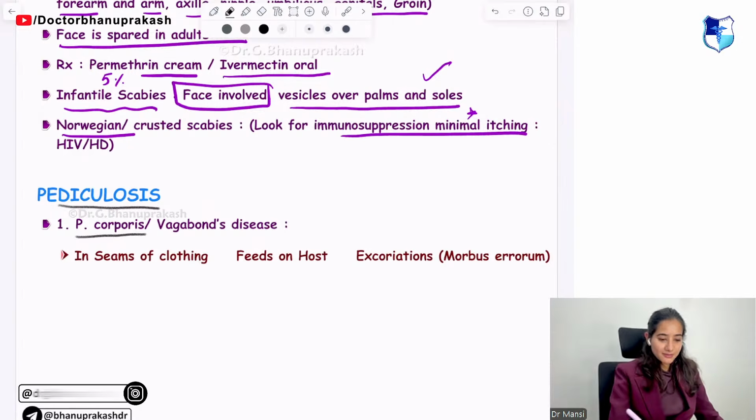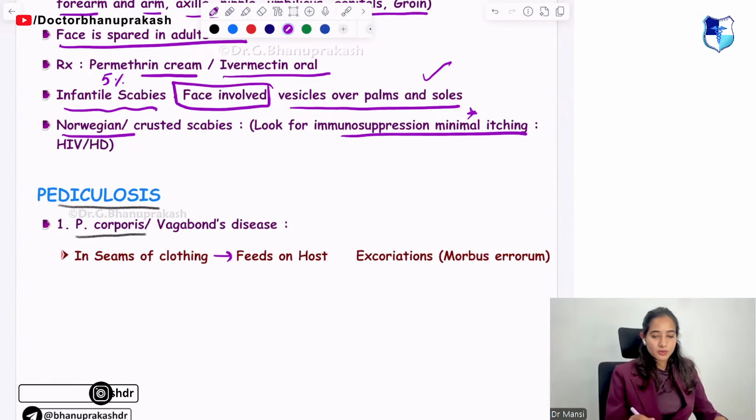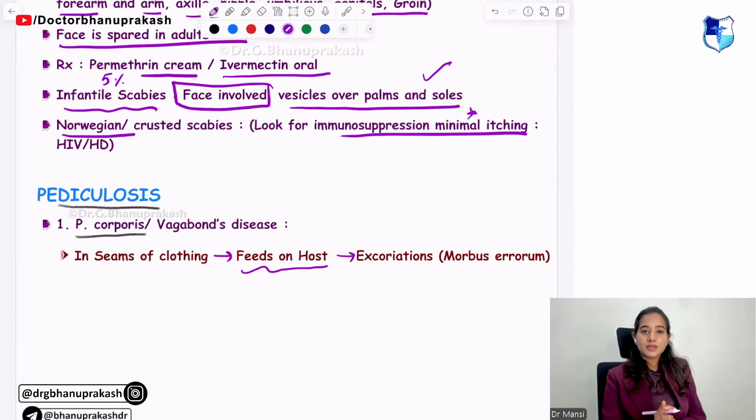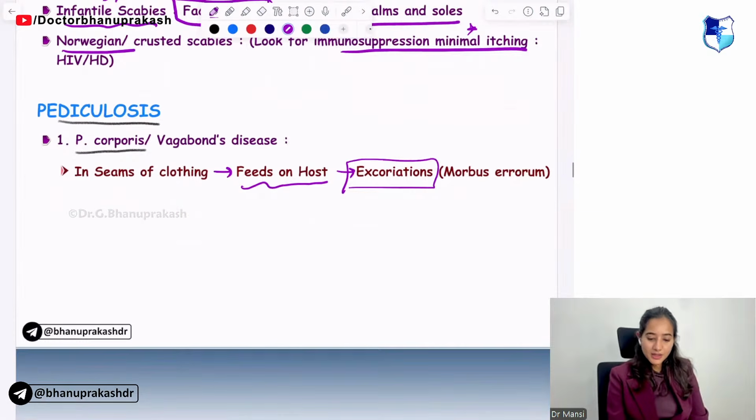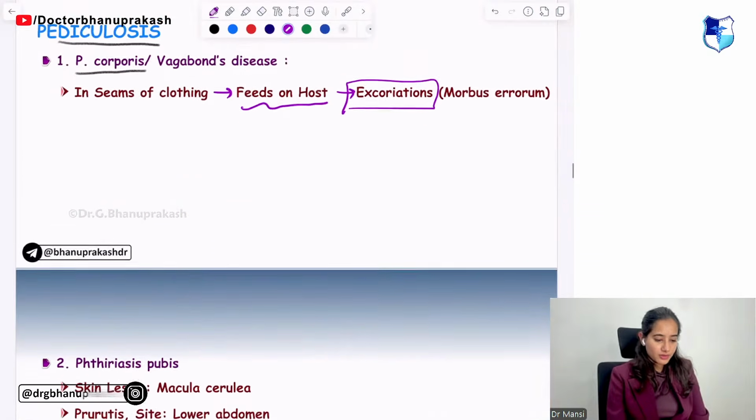Pediculosis corporis, also called vagabond's disease. People like nomads, or those who don't bathe in time, get this pediculus infection in the seams of clothing, where the louse feeds on the host and there is a lot of itching. What you can examine in the patient are signs of excoriation. Excoriation is the lesion you can see on the skin, and that is enough for this.